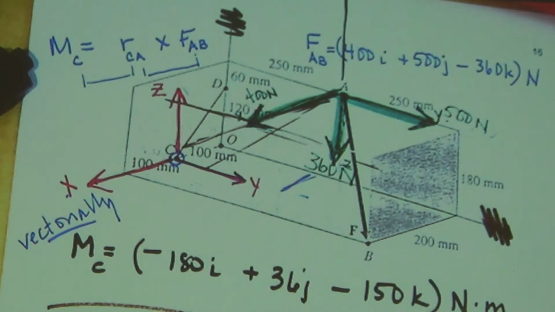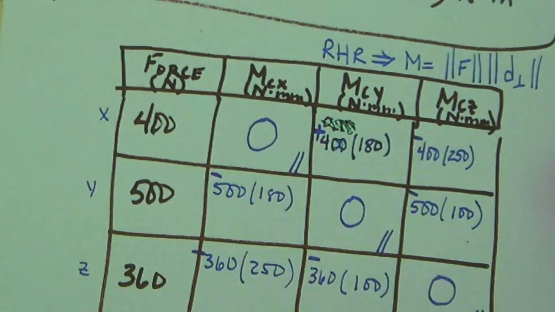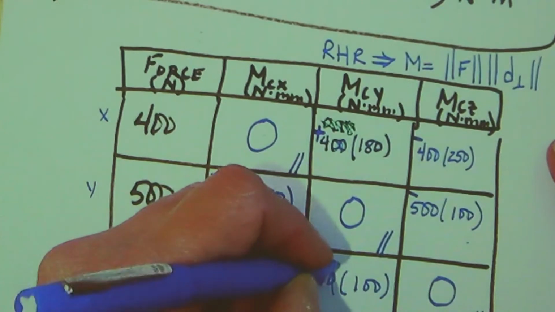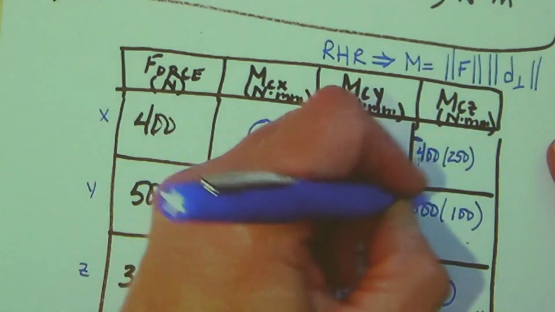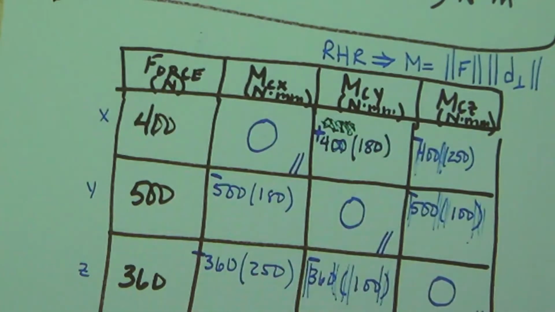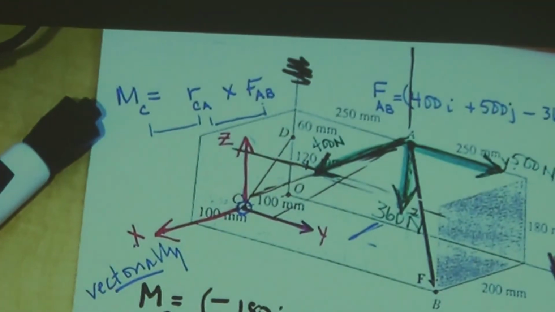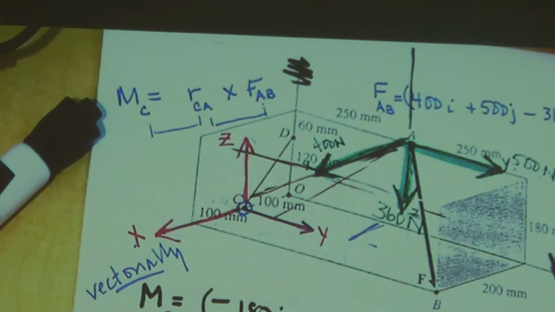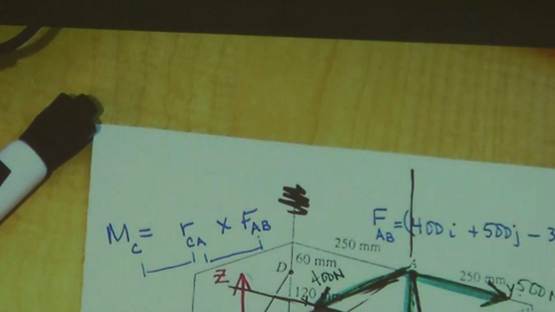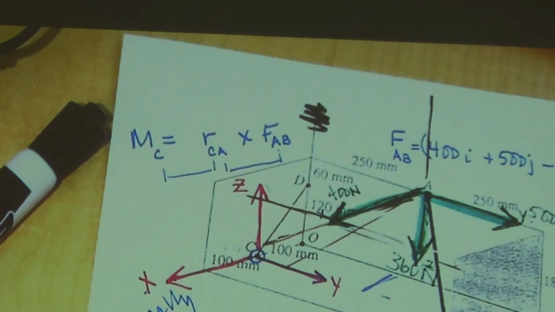For our table, we just use the magnitude of the force since the direction's already specified. That's a really good question. You all remember when you do the right-hand rule, you're taking the magnitude of the force and the magnitude of the perpendicular distance. What's giving you the sign is the right-hand rule. So even though this 360 is in the negative direction, I'm only putting 360 in here, not negative 360. When you add this all up, it's going to come out to be 180, 360, and negative 150.